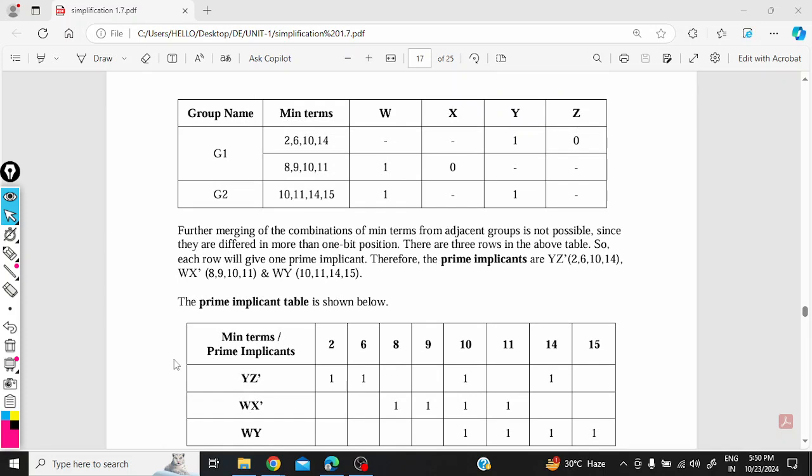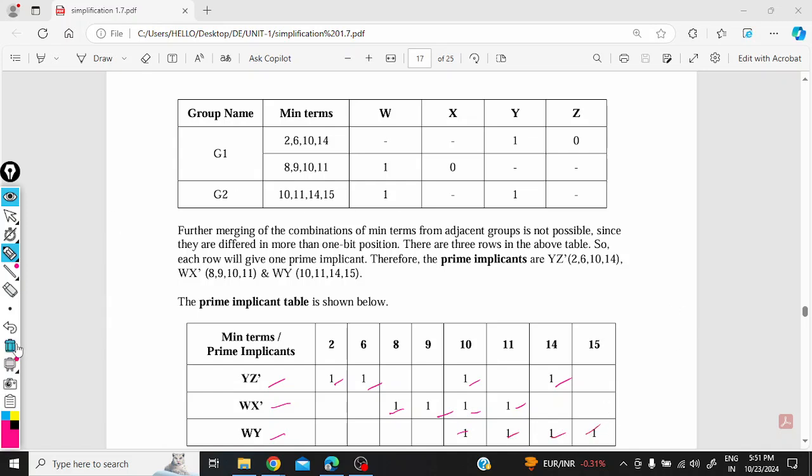Now after that, I need to write a prime implicant table. Now how to write a prime implicant table? Based upon my 2, 6, 10, 14, 8, 9, 10, 11 and 10, 11, 14, 15, I am going to write. So 2, 6, 10, 14 is a group which is representing yz dash, where I am marking the given minterms, that is 2, 6, 10, 14. Now again 8, 9, 10, 11 is the box which is representing wx bar. Next 10, 11, 14, 15 is a box representing wy, that is 10, 11, 14 and 15.